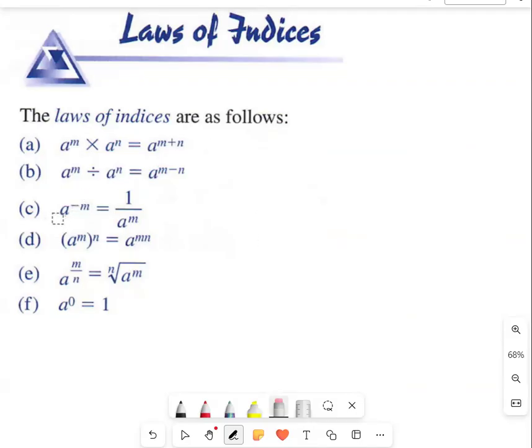Then the third rule now. A number to the negative power is the same as 1 over the number to the positive power instead. So if you have x to the minus 1, that's the same as 1 over x. x to the minus 2 is the same as 1 over x squared. Easy?